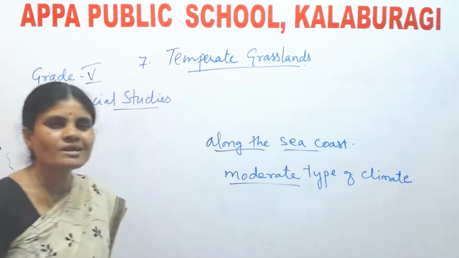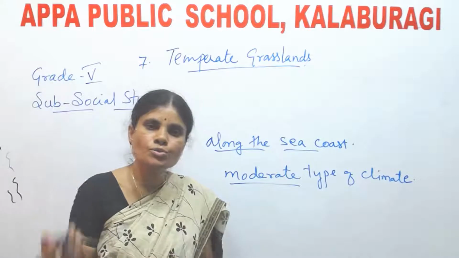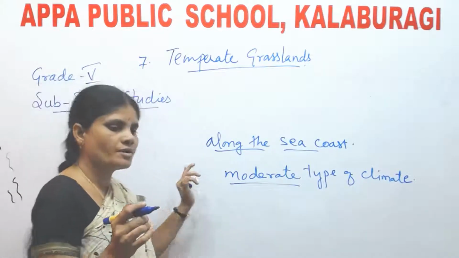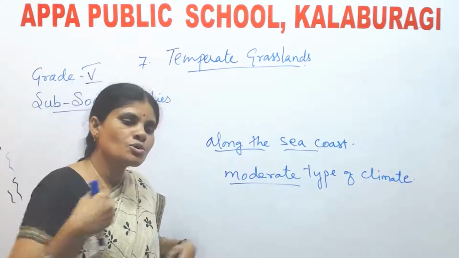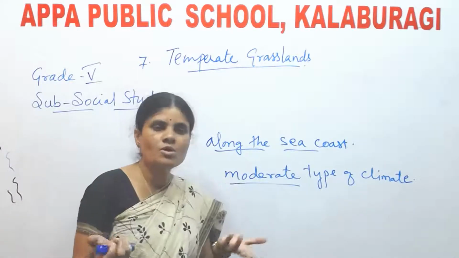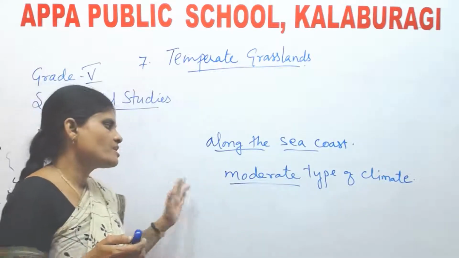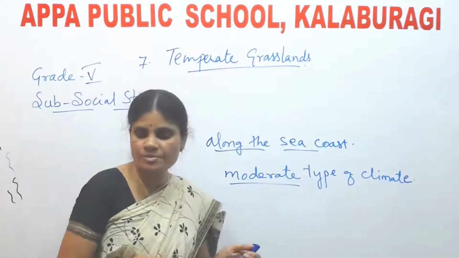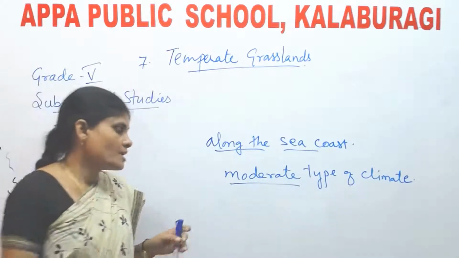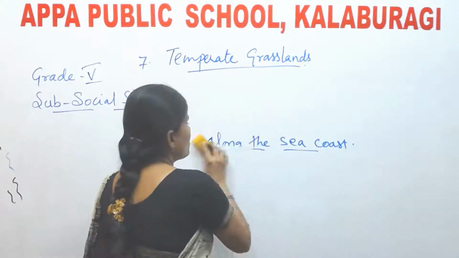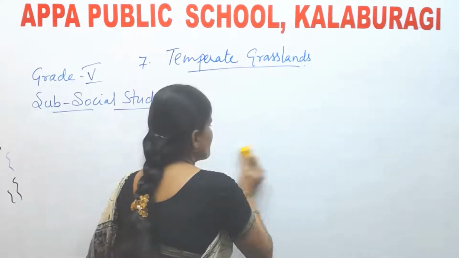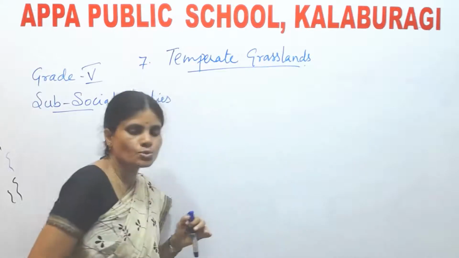Moderate is nothing but neither too hot nor too cold. That means they experience a not so cold and not so hot climate. They experience a moderate type of climate. This means the climate is neither too hot nor too cold.